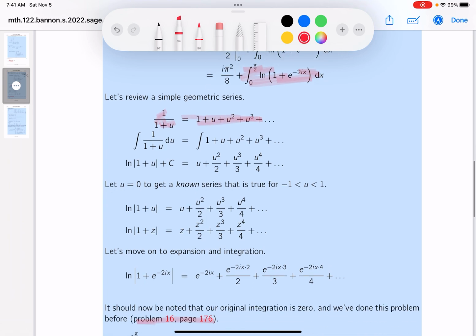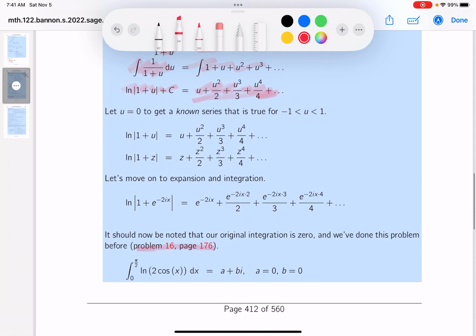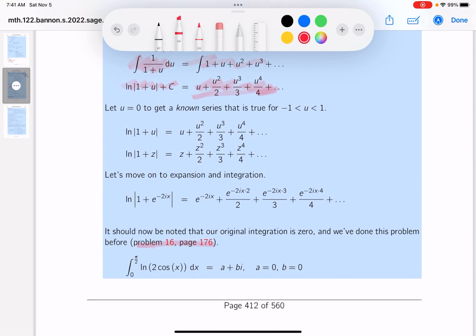I integrate both sides. The left side is pretty easy. Integrating the right side is also fairly easy. You get this over here. Figuring out the c is pretty easy: set u to be 0, and you would get this over here. And we notice the convergence for this over here.